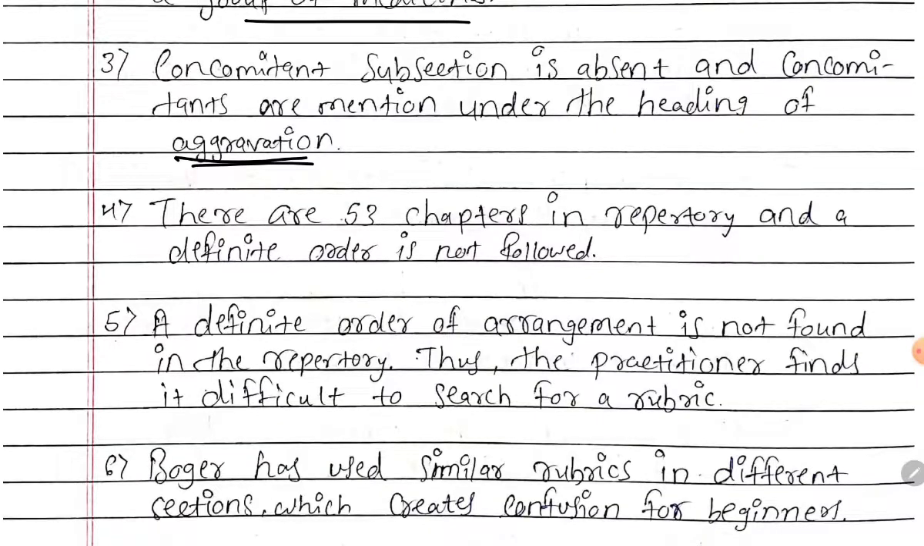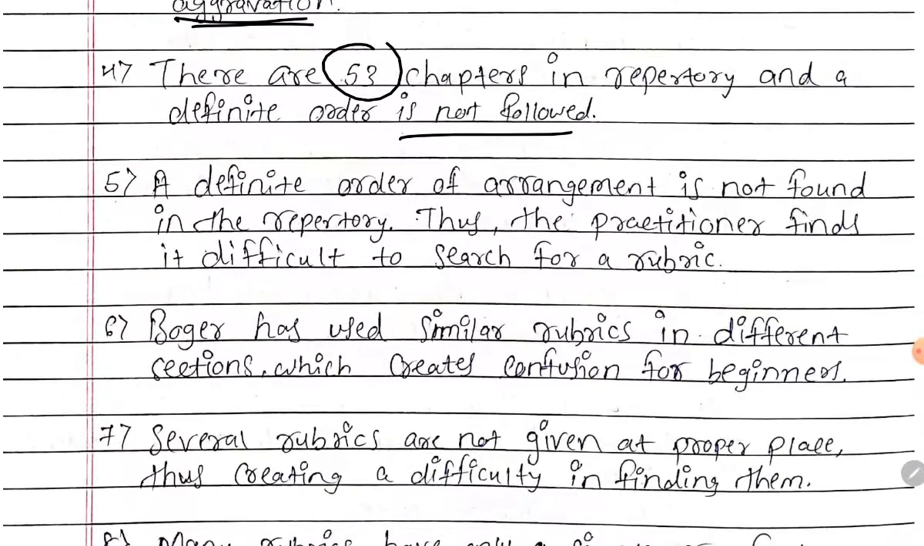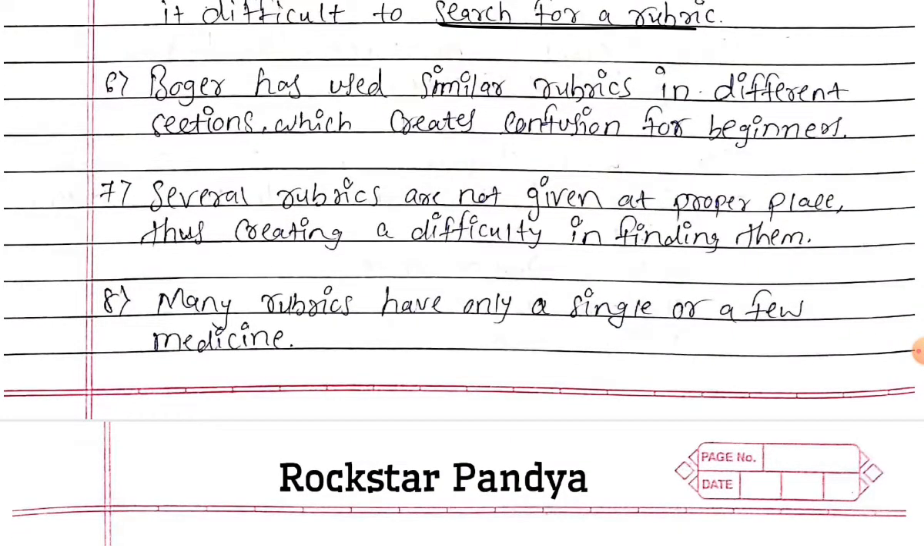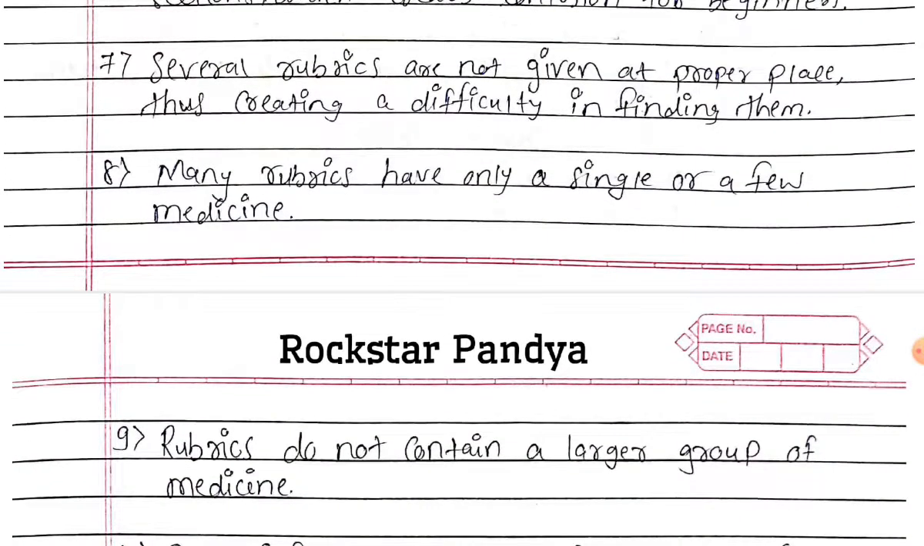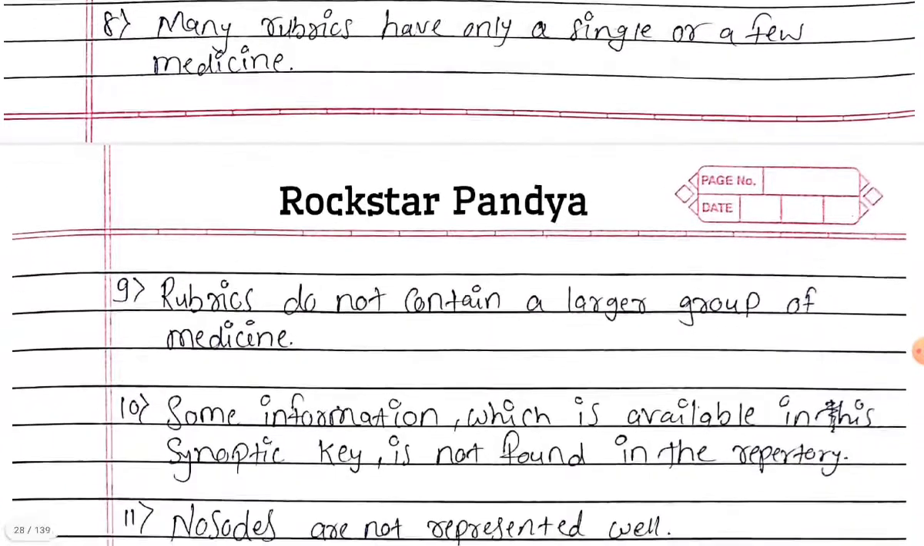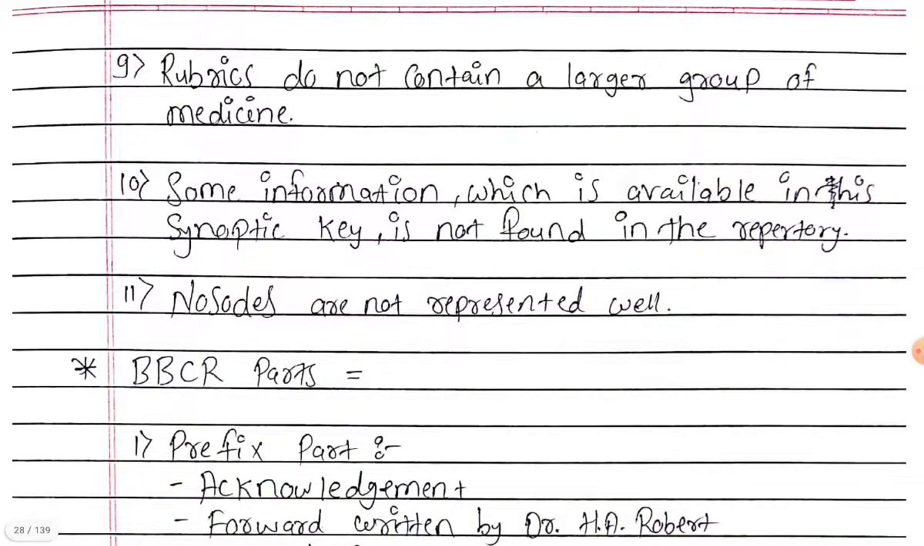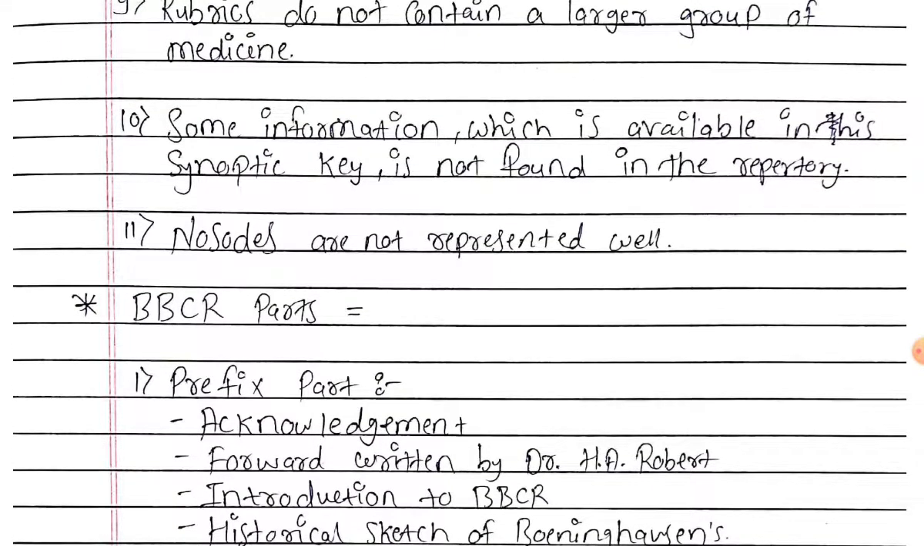There are 53 chapters in the repertory and a definite order is not followed. A definite order of arrangement is not found in the repertory, thus the practitioner finds it difficult to search for a rubric. Boger has used similar rubrics in different sections, which creates confusion for beginners. Several rubrics are not given at the proper place, thus creating difficulty in finding them. Many rubrics have only a single or a few medicines. Rubrics do not contain a larger group of medicines. Some information which is available in the synoptic key is not found in the repertory. Nosodes are not represented very well.